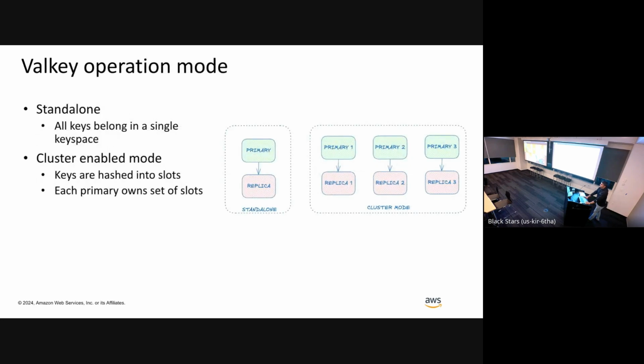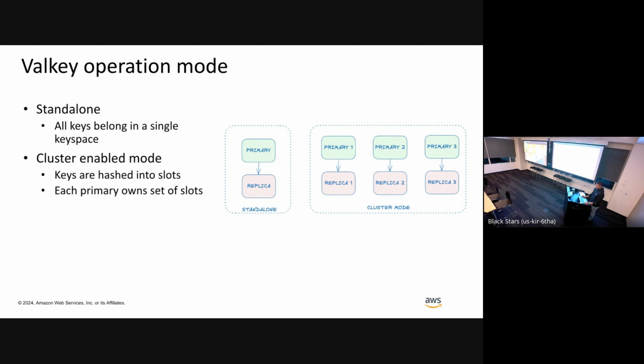So in order to understand how different memory efficiency changes have been introduced, I'll briefly touch upon the two different operational modes. The first one being standalone. This is how valkey was created, where there is a primary node which has all the key space and all of the data gets replicated to its set of replicas.